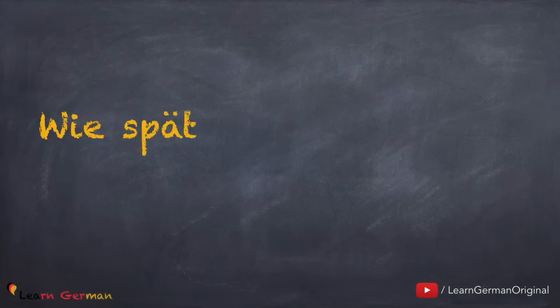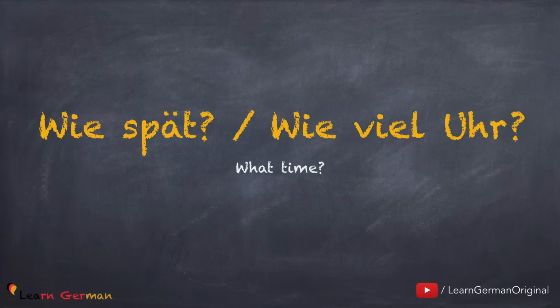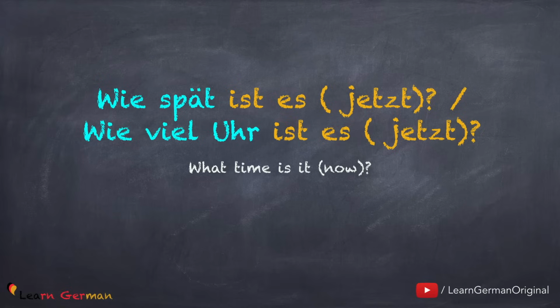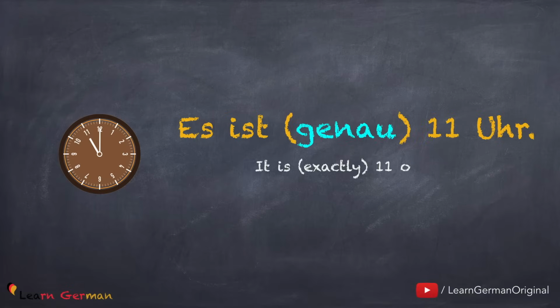The next one is also specific to time. Wie spät or wie viel Uhr? The question would be: Wie spät ist es? Or you can also ask: Wie spät ist es jetzt? Wie viel Uhr ist es jetzt? And the answer could be: Es ist 11 Uhr. Or you can say: Es ist genau 11 Uhr.